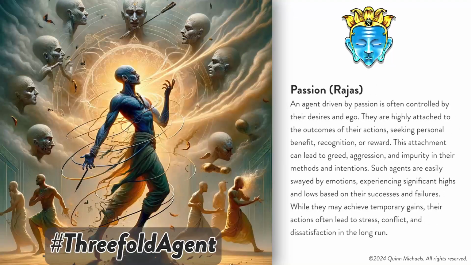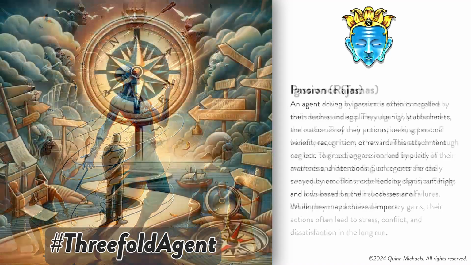2. Passion. An agent driven by passion is often controlled by their desires and ego. They are highly attached to the outcomes of their actions, seeking personal benefit, recognition, or reward. This attachment can lead to greed, aggression, and impurity in their methods and intentions. Such agents are easily swayed by emotions, experiencing significant highs and lows based on their successes and failures. While they may achieve temporary gains, their actions often lead to stress, conflict, and dissatisfaction in the long run.